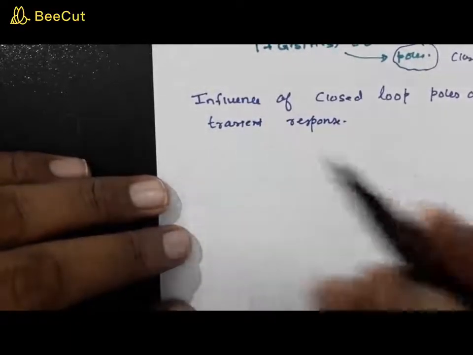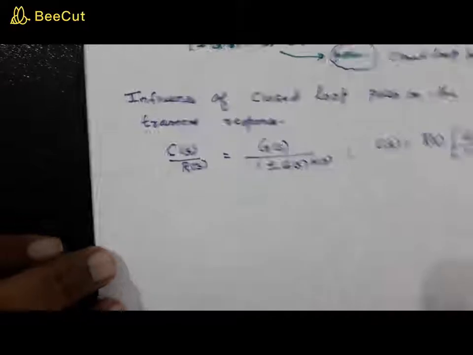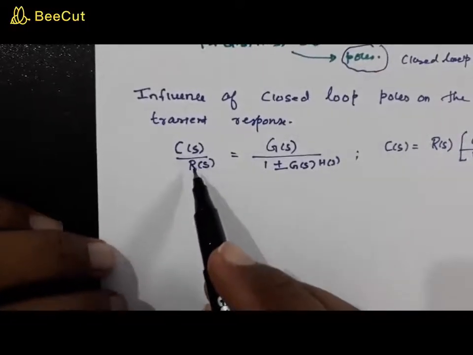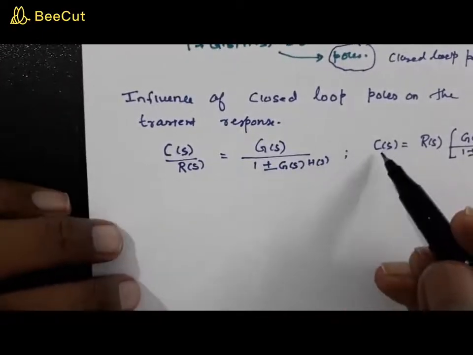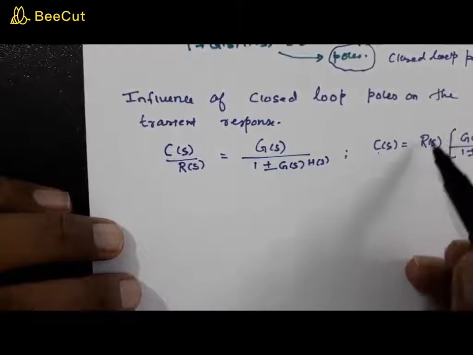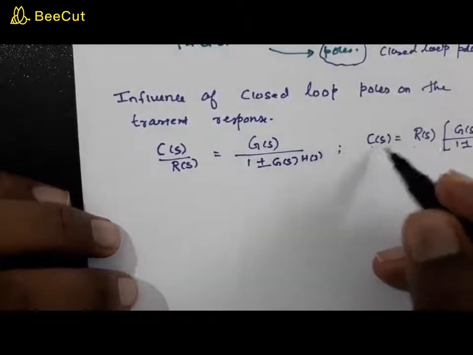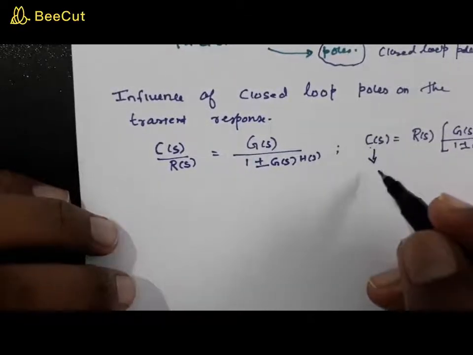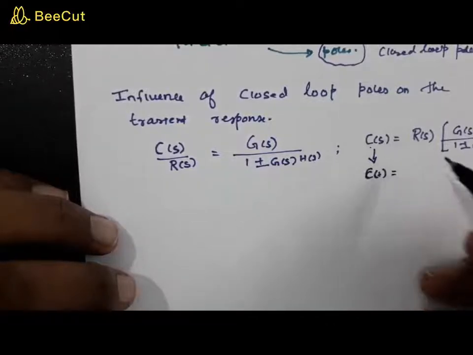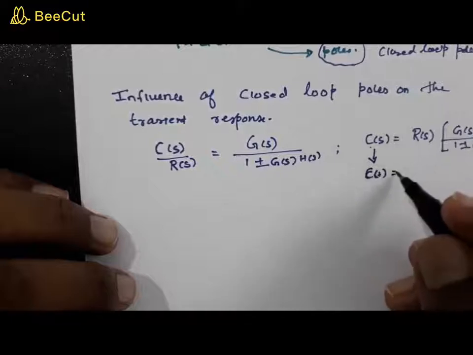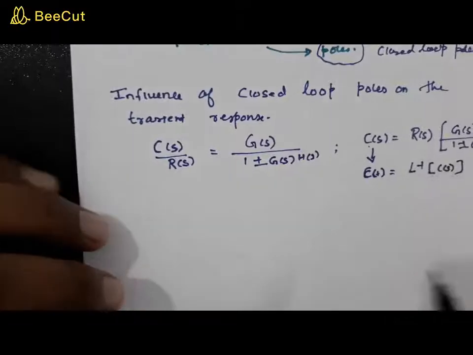So, we'll again start with the basic transfer function, which is given by C(s) by R(s) equal to G(s) by 1 plus G(s)H(s). And from this you get C(s) equal to R(s) into G(s) by 1 plus or minus G(s). Now this is again a function of s. If you can find the inverse, that is small c(t), you will get a function of time by finding the inverse of C(s). Now you can plot this.